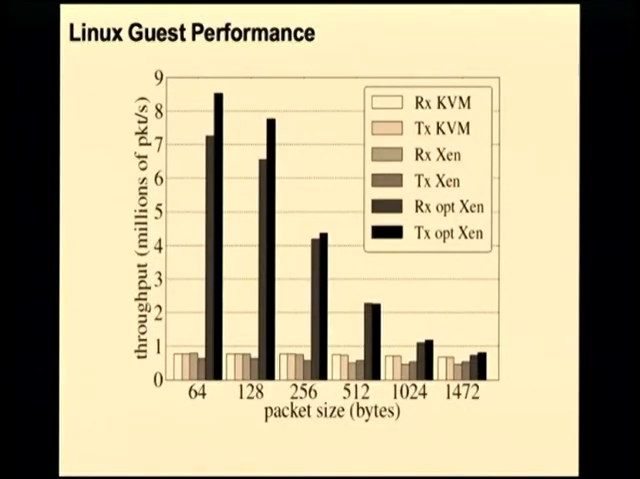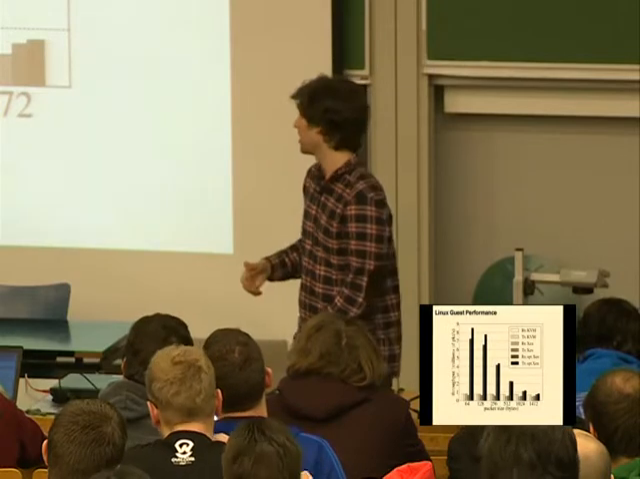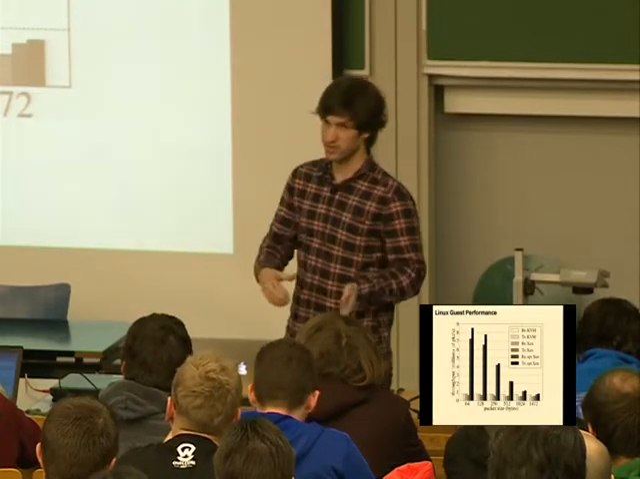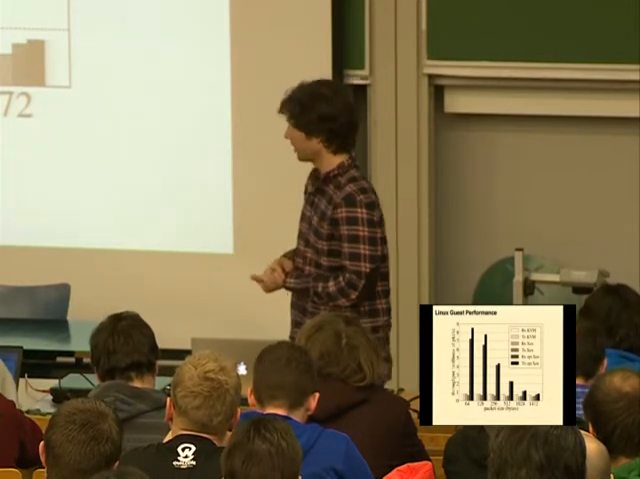The Linux guest performance also gained some huge improvements, but a disclaimer: this is not exactly a fair comparison. The highest bars are using the netmap API, which Xen and KVM don't support. And you still get all the bottlenecks of the host TCP/IP stack.